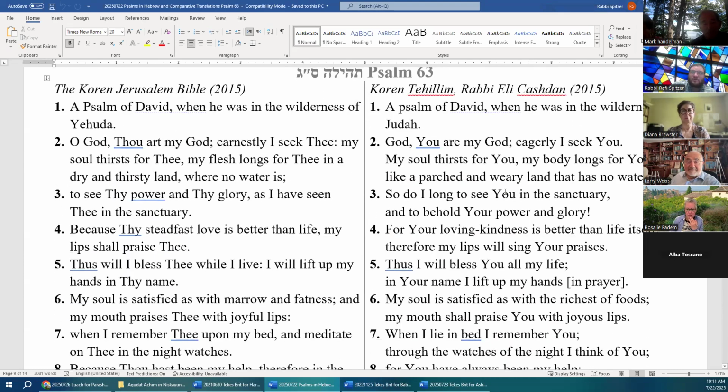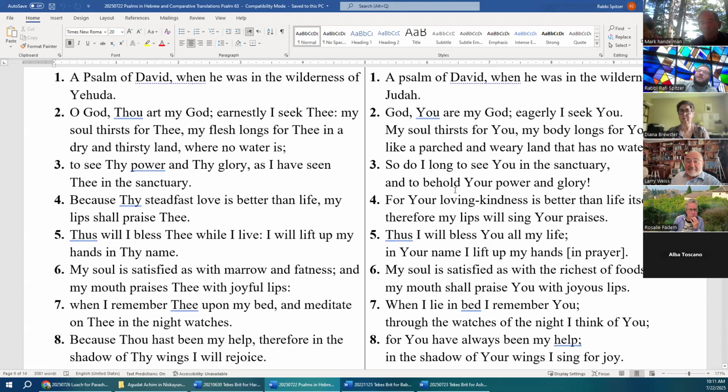And one final translation, the Koren Tehillim translation by Eli Cashton. Psalm of David when he was in the wilderness of Judah.